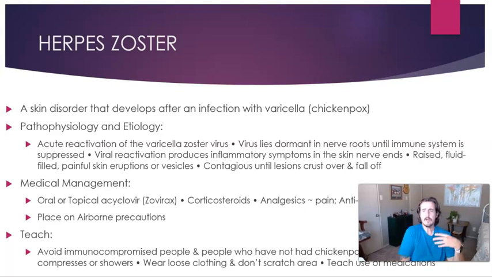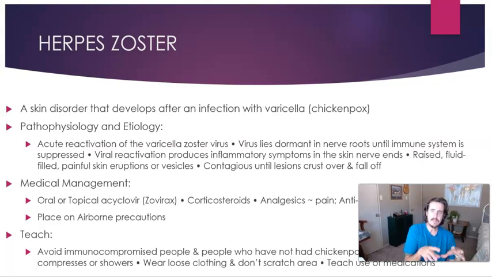And then you're going to have to make sure you understand what it looks like. It's usually going to be some kind of painful vesicle. The skin erupts, it can be fluid filled, and then once it starts to crust over and fall off, the contagious time is gone. They treat that with acyclovir, an oral medication. Corticosteroids can help decrease inflammation. Some kind of anti-itching creams and analgesics for pain can work as well.